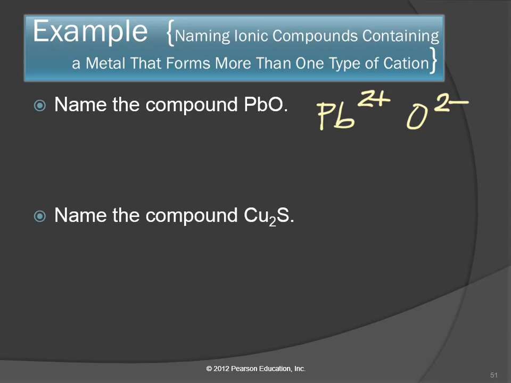Okay, so then writing the name, we name the first one first, lead. It has a 2+ charge, so we put the Roman numeral 2 and leave a little space, and we change oxygen's name to oxide. This is lead 2 oxide.